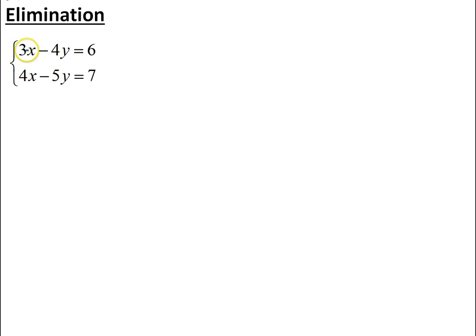Alright, we want to make opposites. I don't have opposite signs at all, and so I'm going to work with the x's because they're smaller numbers. And the easiest thing to do is you can just multiply the top by 4 and the bottom by negative 3. We have to multiply by one negative to get opposites.